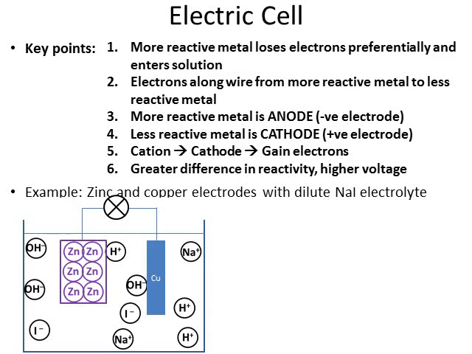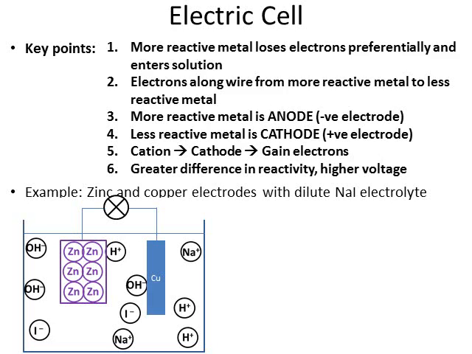Let's move on. Okay, we're almost at the end. Electric cell: a couple of key points you all need to take note of. Of course, the more reactive metal has a higher tendency of losing electrons as compared to the less reactive metal. So the more reactive metal will lose electrons that enter the solution. Please take note, electrons flow along the wire from the more reactive metal to the less reactive metal. The electrons never ever flow in the solution, please.